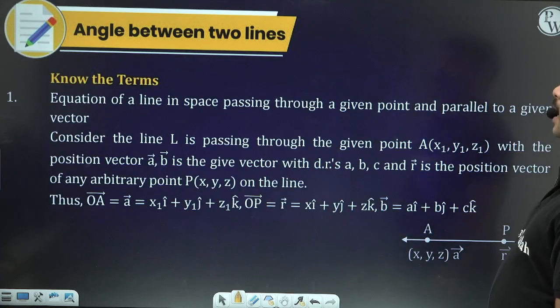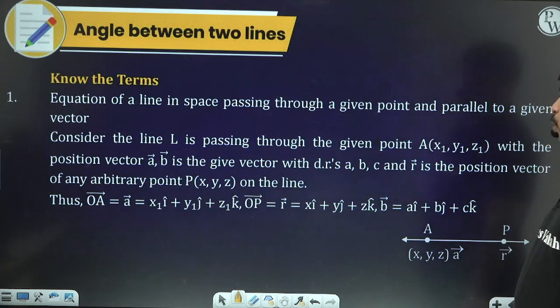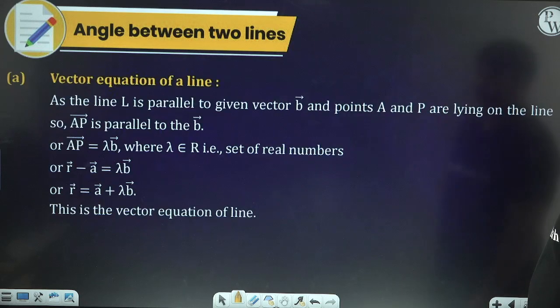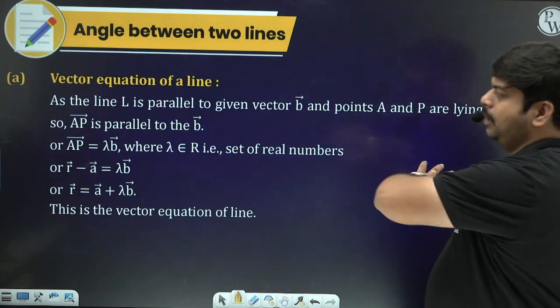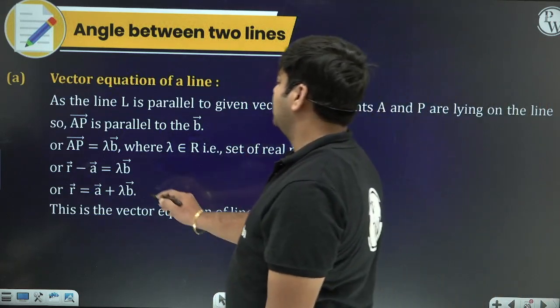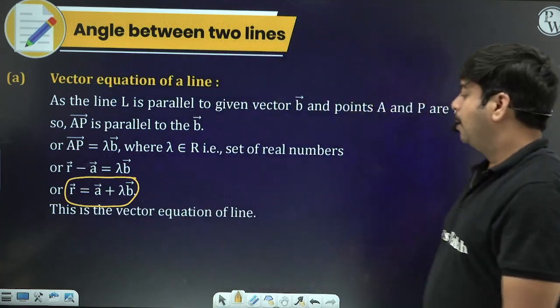Equation of a line in space passing through a given point and parallel to a given vector. So, passing through a given point and parallel to another vector. This is the same thing. We need to keep this at the starting, but we forgot to keep that. So, R bar is equal to A bar plus lambda B bar.